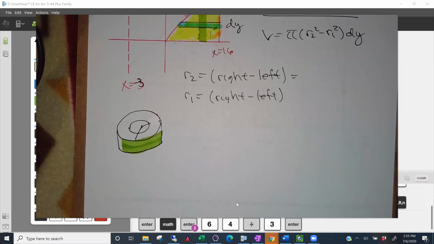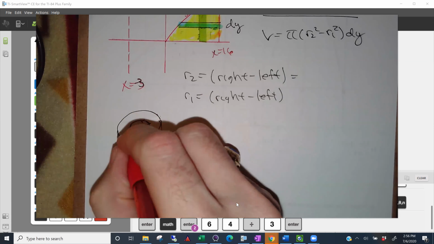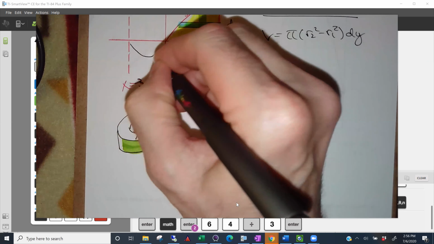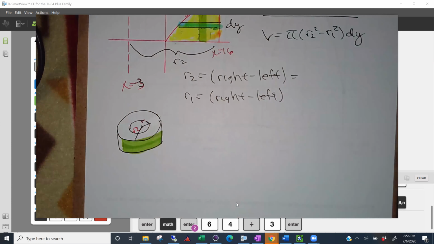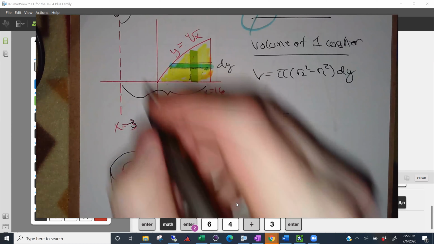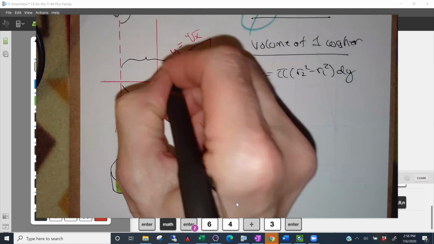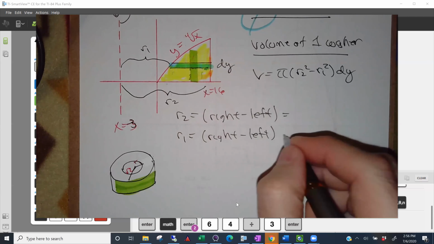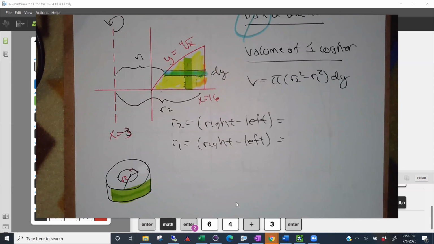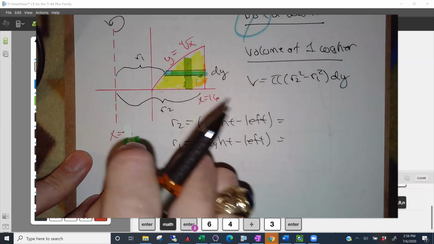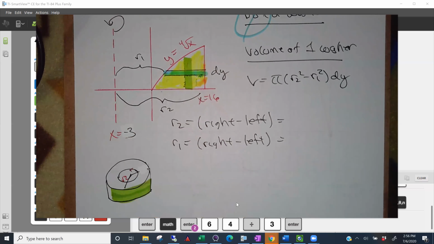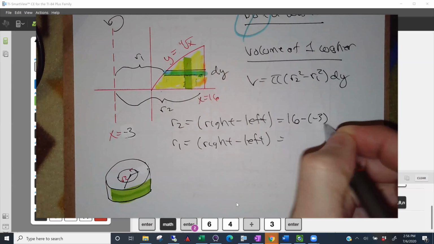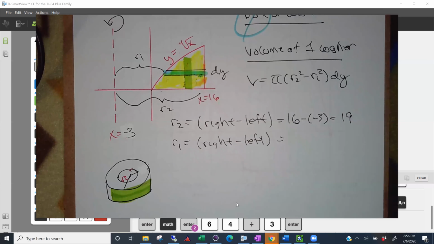There we go. So R1 is going to be your inner radius. R2 is going to be the outer radius. That's going to be your R2 right there. This distance right here is going to be R1. So let's carefully calculate both of these things. The easier one's going to be R2, of course. So let's knock that one off first and at least get ourselves a couple nice easy points. So right minus left is going to be 16 minus -3, which is 19.